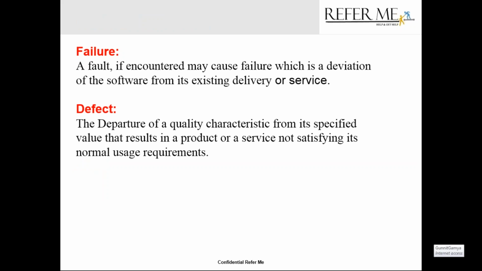Now coming to failure. Failure is nothing but a process. Like a fault, if encountered, may cause failure, which is a deviation of the software from existing delivery or service. For example, the same example we have taken previously. If I am running my car at the speed of 100 miles per hour on a top gear only, right? So what was the error? The car was dysfunctioning. What was the fault? The engine got broken. What is a failure?